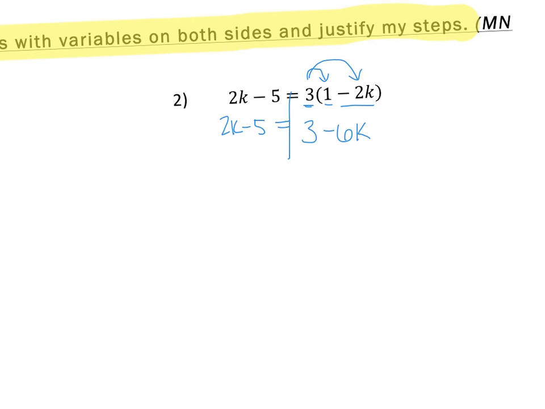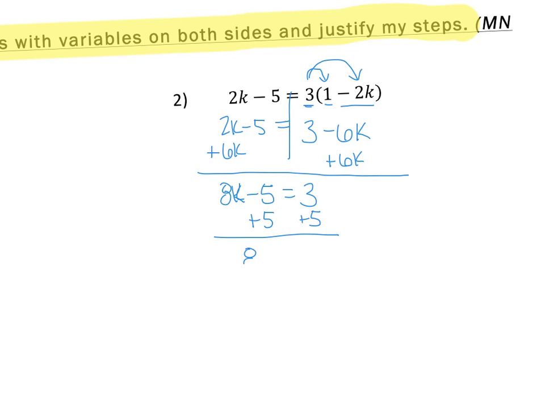Okay, so now that we have it simplified, I can move my variables over to one side. I always like to move the smallest variable, like this negative 6k, which is smaller than 2k, so we add 6k to both sides of the equal sign. 2k plus 6k is 8k. Bring down our minus 5 is equal to 3 over here. Now I want to move my numbers over to the other side, so I'm going to do the opposite of minus 5. I'm going to add 5 to both sides.